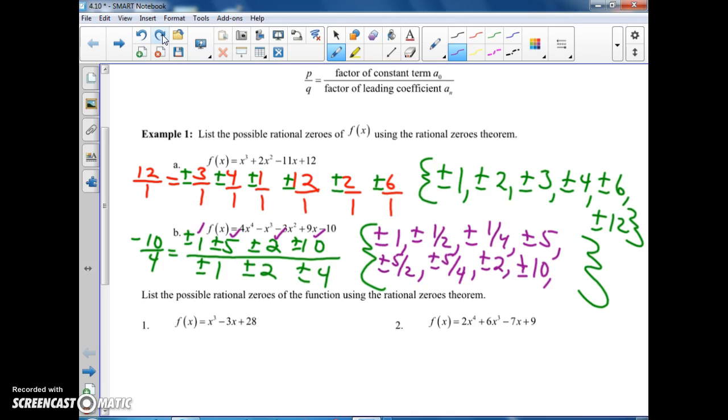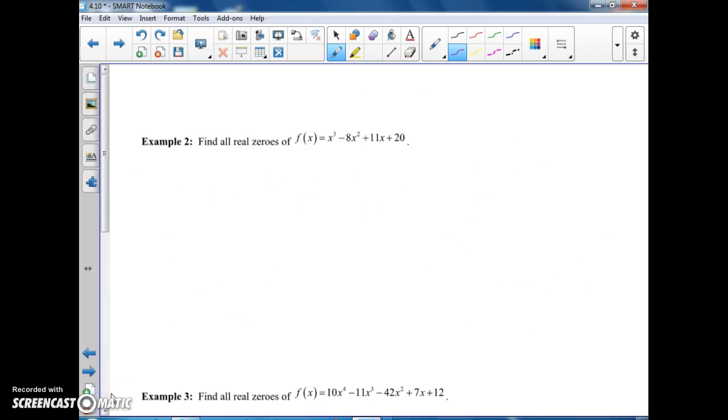There it is. So find out the real zeros of this polynomial, right? So let's do P over Q. So P is plus or minus 20 over plus or minus 1, right? And so what we do then is we find out all the combinations, right? So here come the combinations now.